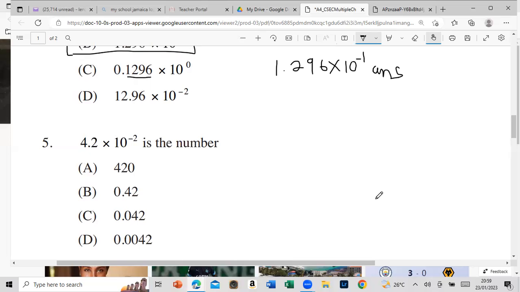So 4.2 times 10 to the minus 2 is the number. No calculators, let's go, let's go. What do we do when we are multiplying by a negative index? Let's go, guys. Alright, let's go. Gonna do the answer.